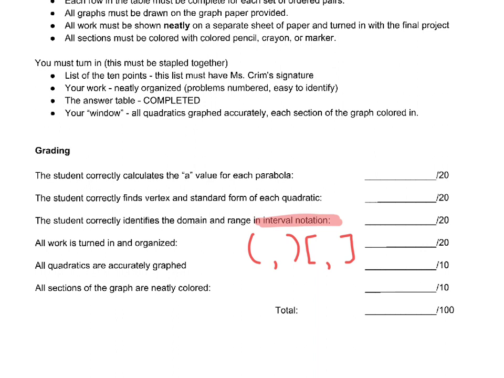And then all work has to be turned in and organized. That means this list of things that you have to have. And then all quadratics are accurately graphed, and all of the sections of the graph are neatly colored, and that's where you're going to get your 100 points, and this will count as a test grade.